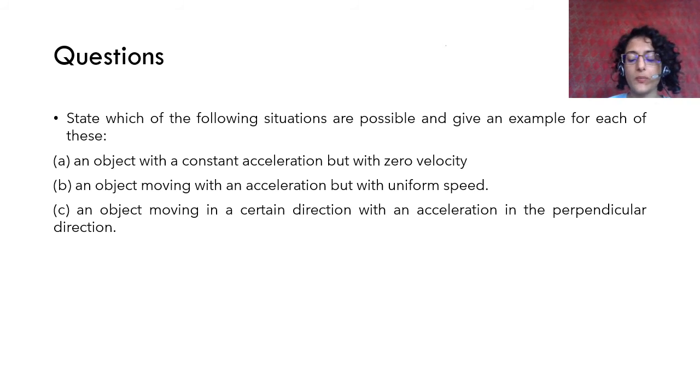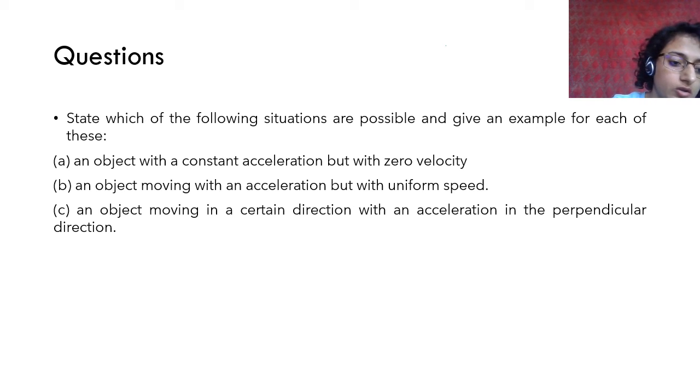Okay, so in this question, state which of the following situations are possible, and give an example for each of these. A, an object with constant acceleration but with zero velocity. We have seen this in one of the previous questions that we have solved, right? That we did upward projection. This is possible in vertical projection, when we throw something upward, right?